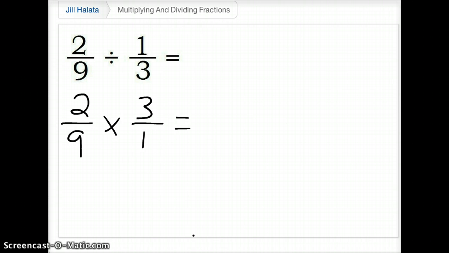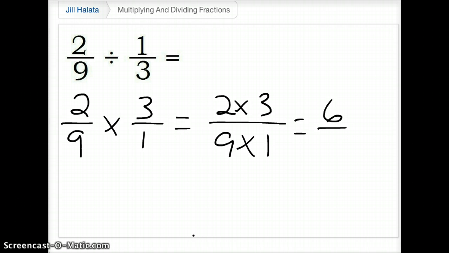So now you just multiply. 2 times 3, and then 9 times 1. So that gives you 6 ninths. Don't forget, it's not in simplest form. Got to divide them both by 3.